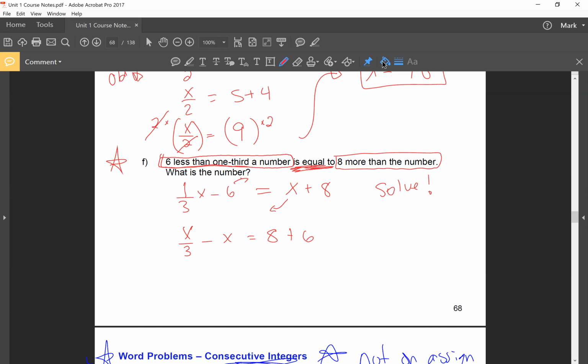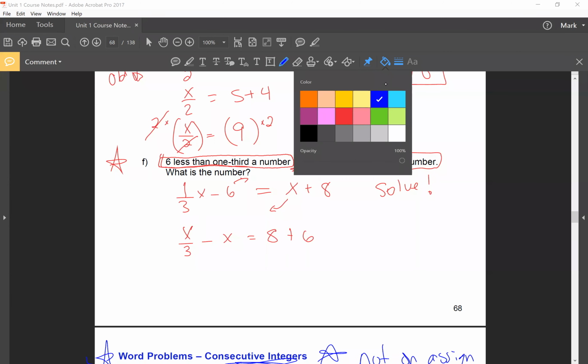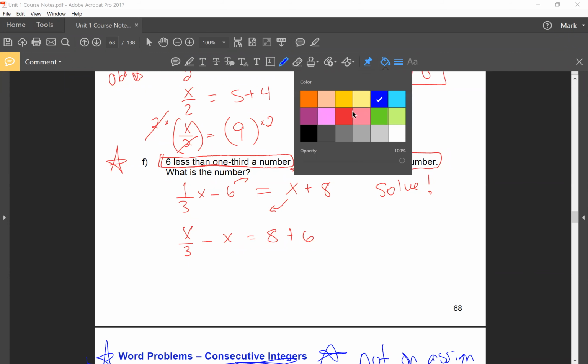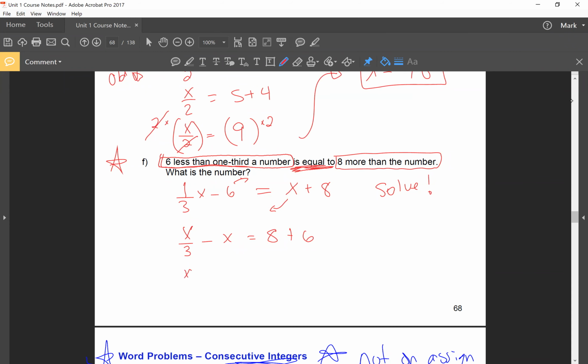So now what I'm going to do is multiply everything in this equation by 3. Actually, what I could probably do is, before I multiply everything by 3, let's simplify it a little more. X over 3 minus x equals 14.